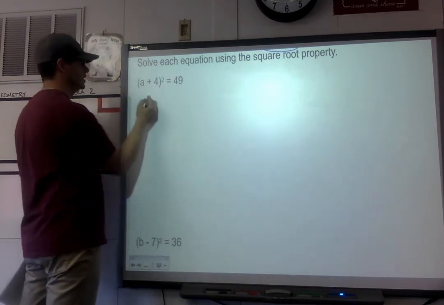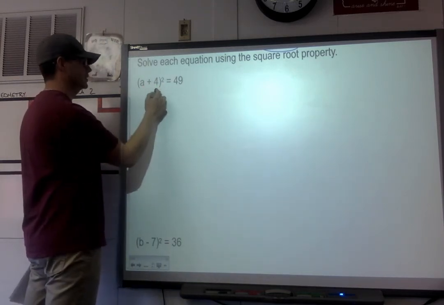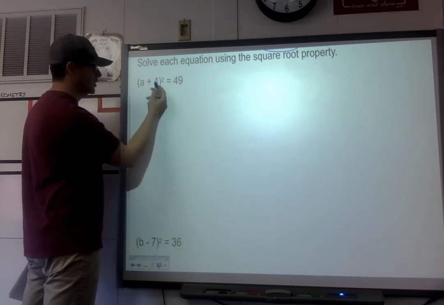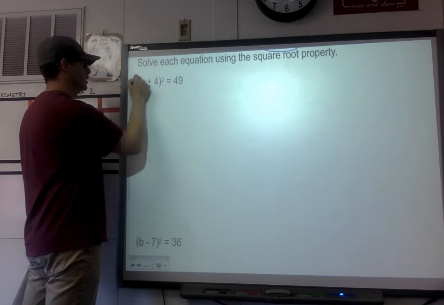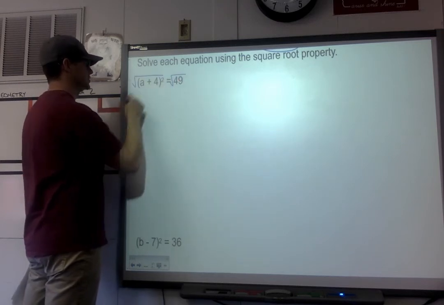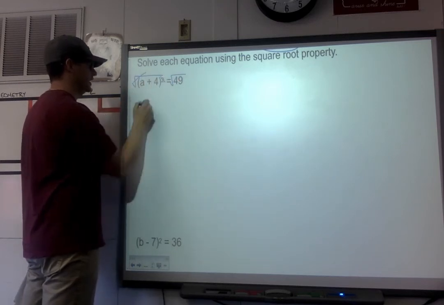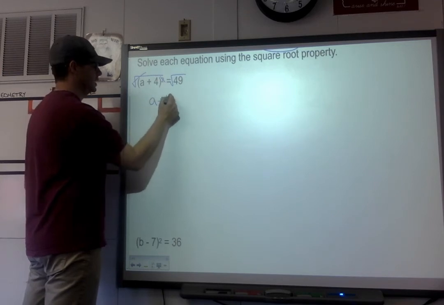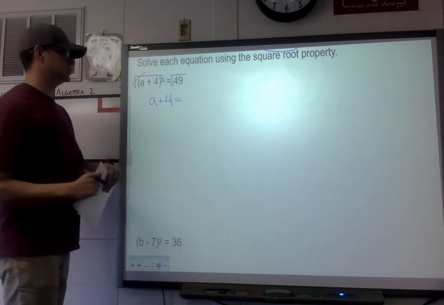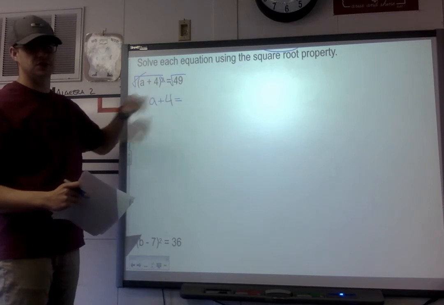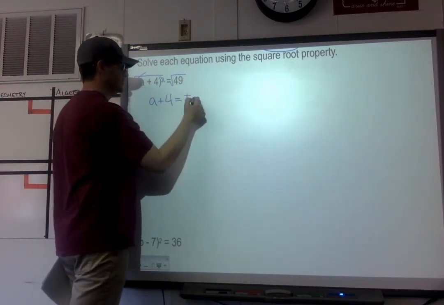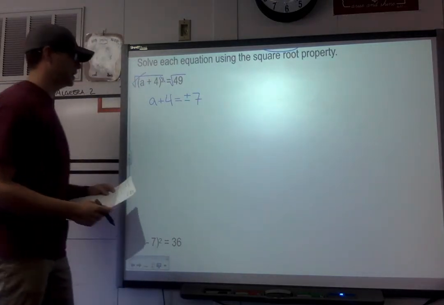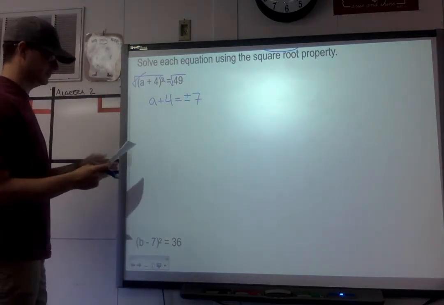So what we're going to do here is instead of actually FOILing this and then subtracting the 49 over and refactoring it, in order to get rid of that squared, we can take the square root of both sides, those cancel. So we would get a plus 4 is equal to positive or negative square root of 49, which we know the square root of 49 is 7. So it's equal to positive or negative 7.